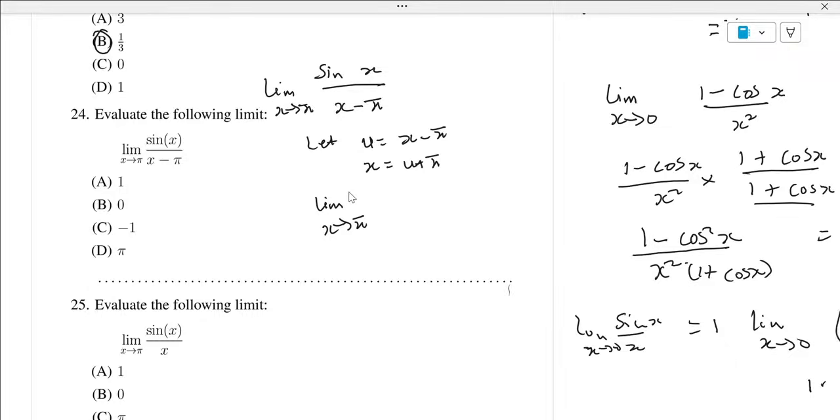So if we do that, then our limit changes. The question you have to ask yourself is that as x approaches pi, what happens to u? Then u will approach what? It will approach 0. We all agree. So u approaching 0, and then we'll have sine of x minus pi. Sorry, here is x. So it's supposed to be u plus pi.